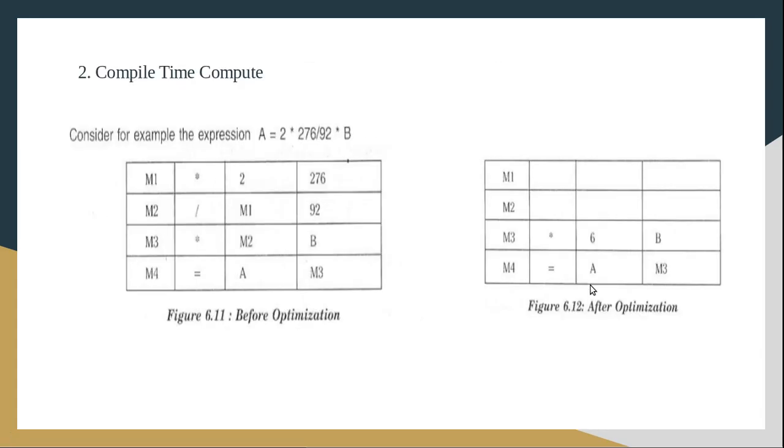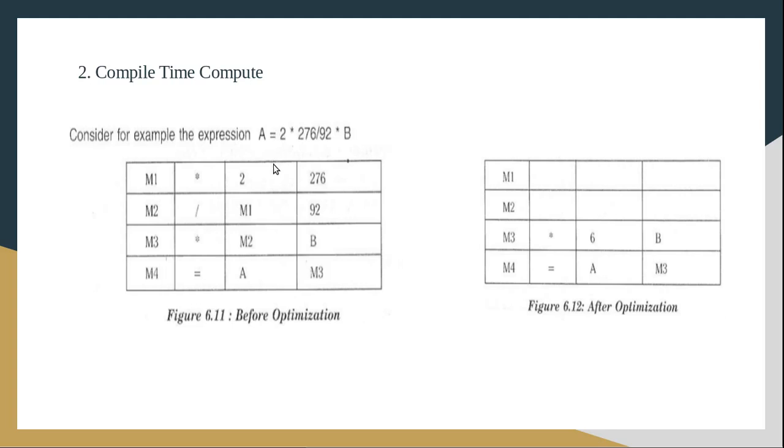Now we are moving on to another one, that is compile time compute. Compile time compute means we know that during computations, if we have any constants, we can save both space and execution time. So it will check if it is possible to reduce or optimize into a constant value, then it will always be useful in terms of space and memory.